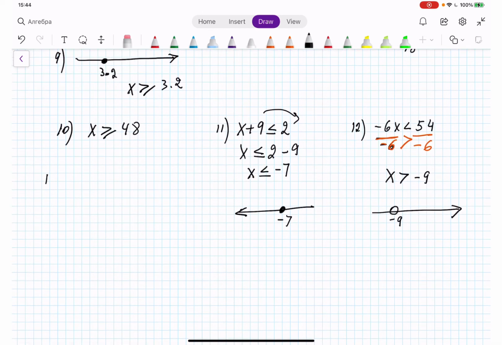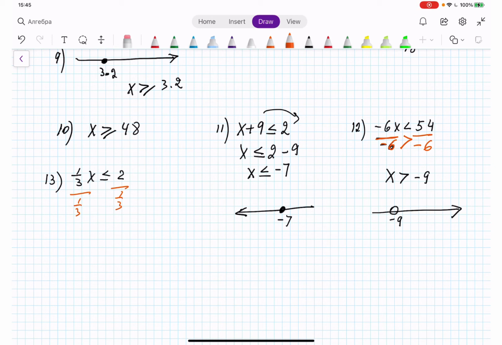Number 13. 1/3 of x less than or equal to 2. All right, so we need to solve it and draw the result on the line. So x is equal, we need to divide, right? So we divide both sides by 1/3.